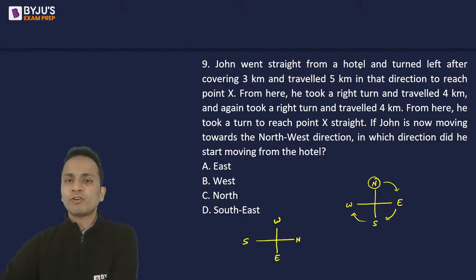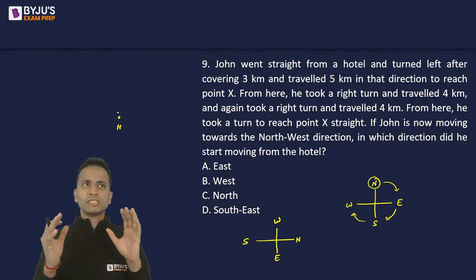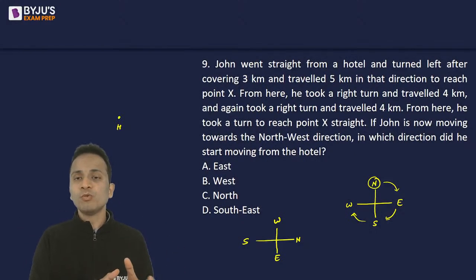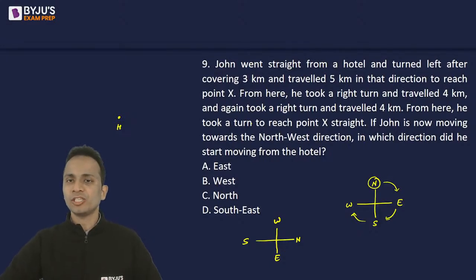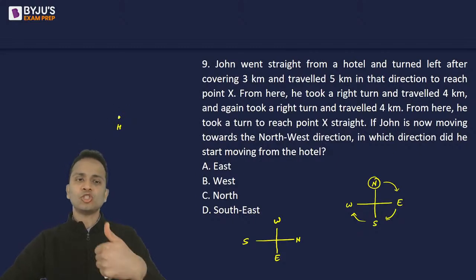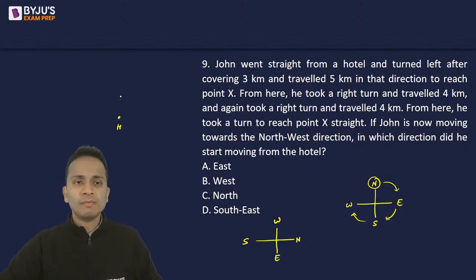So John went straight from a hotel. So let's say this is the hotel. Okay. And straight, I'm assuming. Since the direction in which John is moving is not given, I'm assuming a random direction in which John has started moving. So I'm assuming that John has started moving upwards. I don't know if upwards is north, south, west, or east. So I'm assuming that John is moving in this direction.